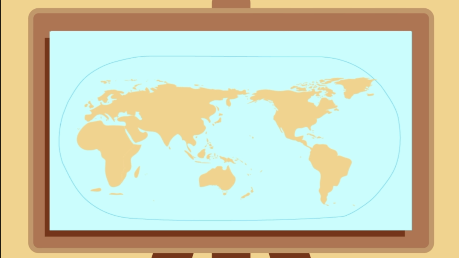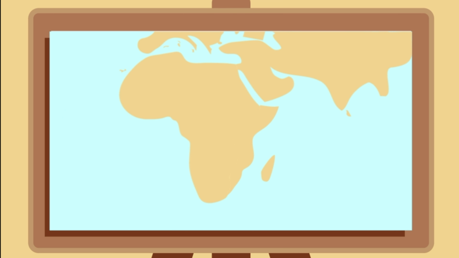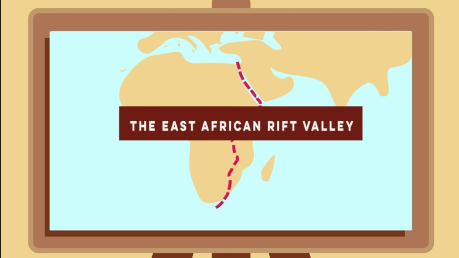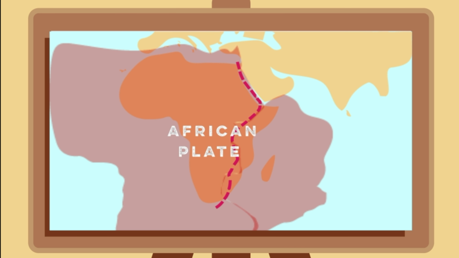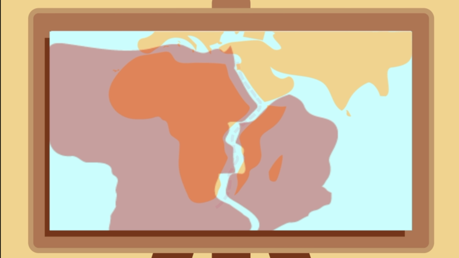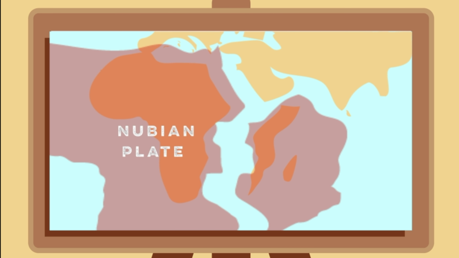Tectonic activity is still shaping our planet today, and one of the most exciting examples is the East African Rift Valley. Here, the African plate is slowly splitting into two smaller plates, the Nubian plate to the west and the Somali plate to the east.